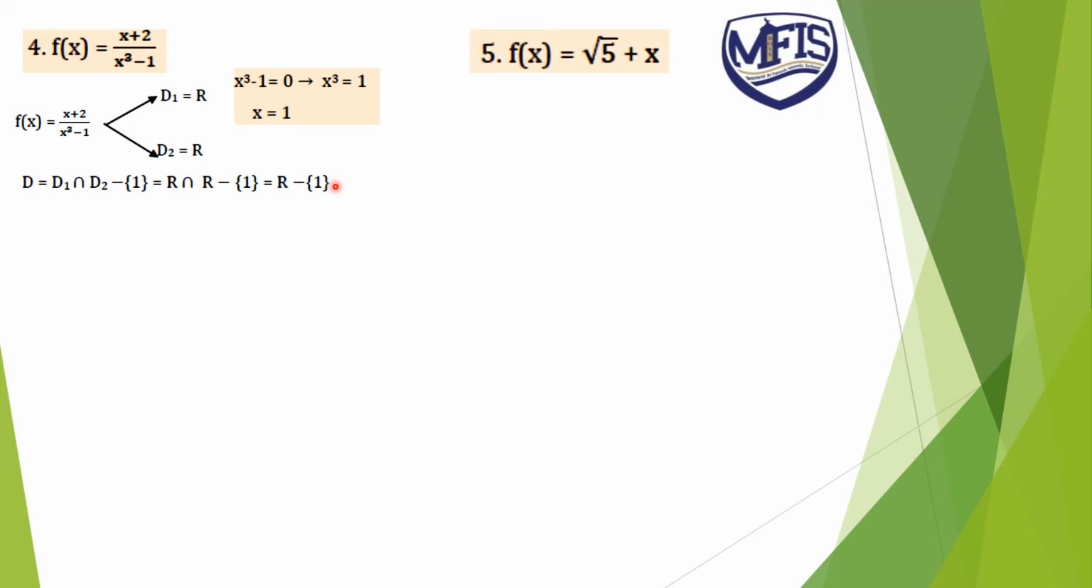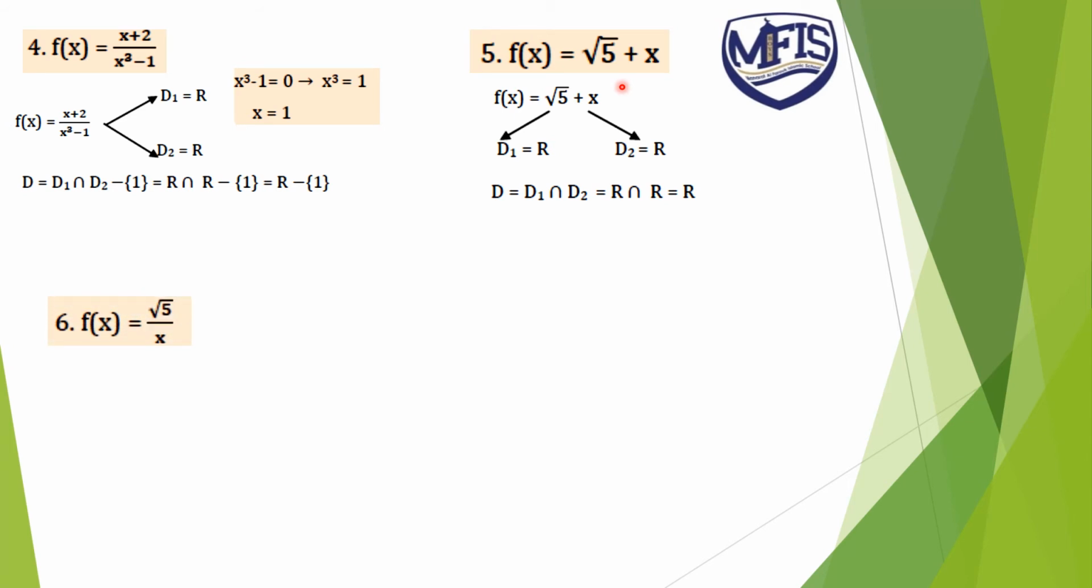Another example, f of x equals root 5 plus x. Here we have a sum of two functions, root 5 and x. The domain of root 5 equals R because it is a constant function, and the domain of x equals R because it is a polynomial function. So the domain of these two functions is R and R. So the domain of f of x is the intersection between them, which equals R.